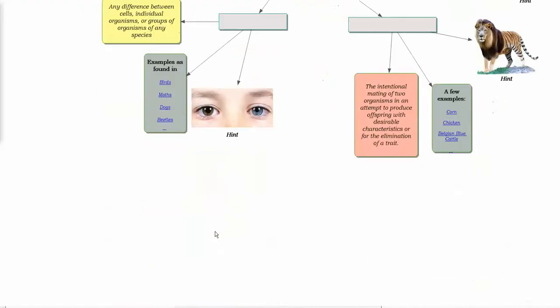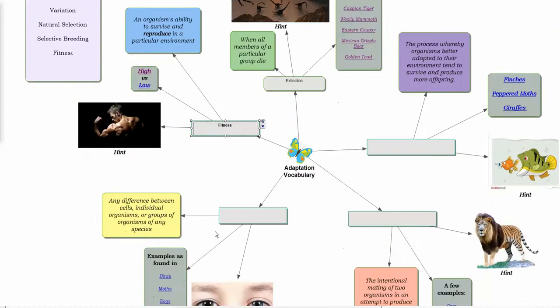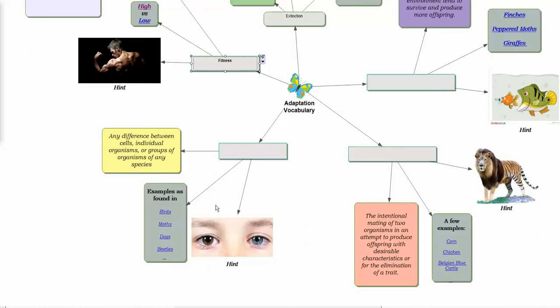I'll just do one more because you can scroll down. We have this one's natural selection. You have the hint of the big fish eating the smaller fish. And you have the examples of the finches and the peppered moths and giraffes. And as you can see, those all have hyperlinks as well, along with the definition to help the person filling out the map figure out what goes there. And the answer is, again, right here. Natural selection.